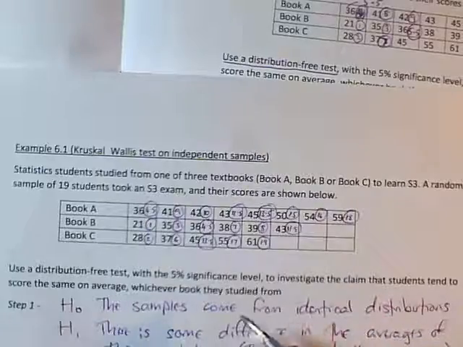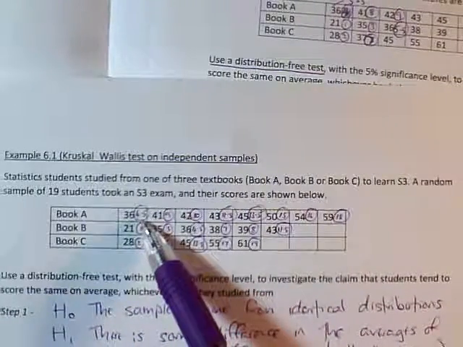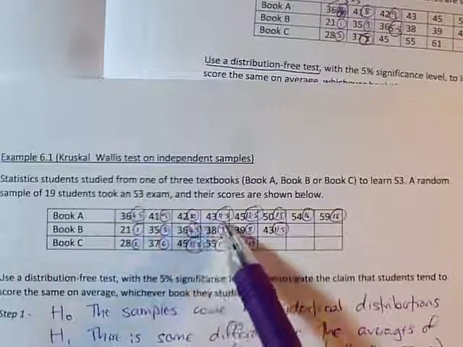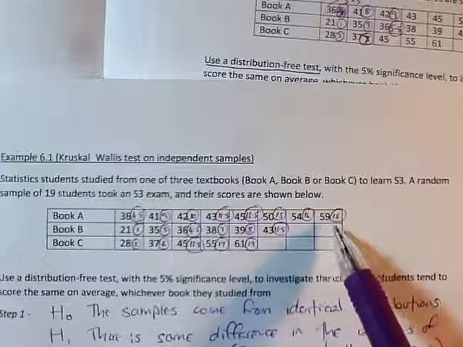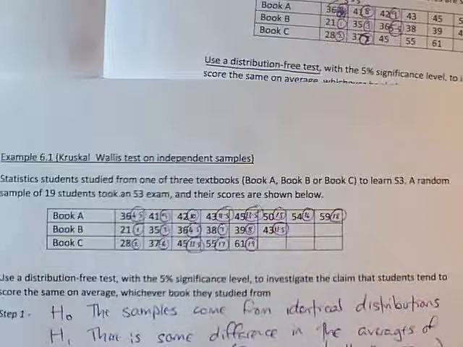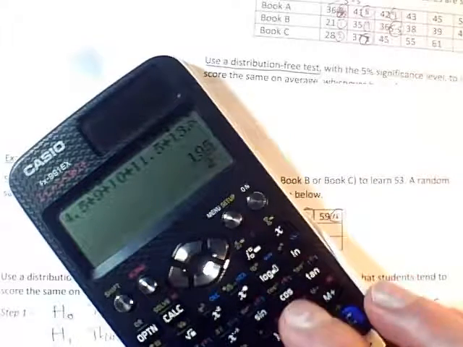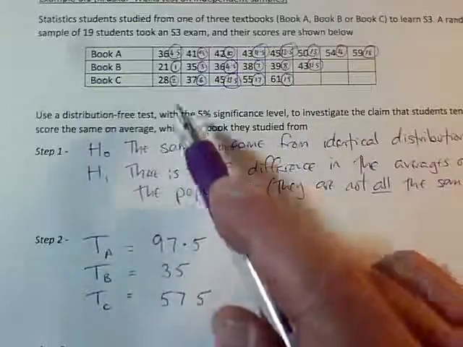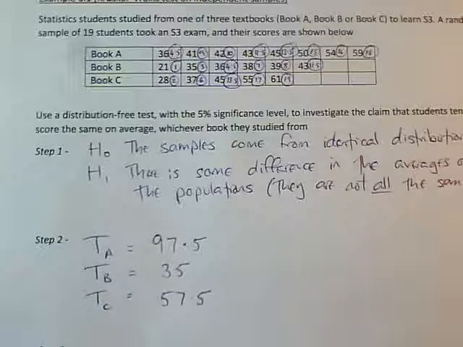So now my next job is to work out that TA, that TB, and that TC. So I've got to total the ranks. For book A, I've got to do 4.5 plus 9 plus 10 plus 11.5 plus 13.5 plus 15 plus 16 plus 18, and that total is, according to my calculator, equal to 97.5. And the totals for row B and row C of the ranks are 35 and 57.5.